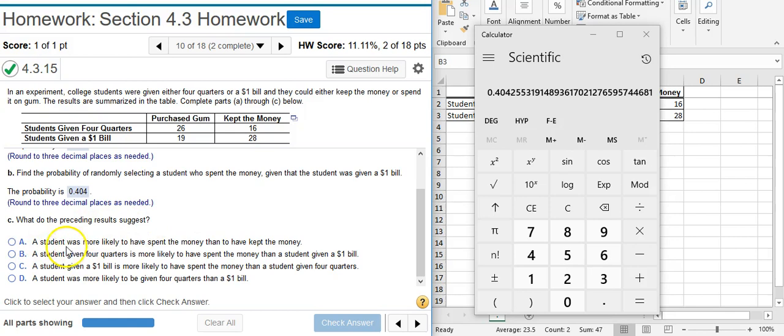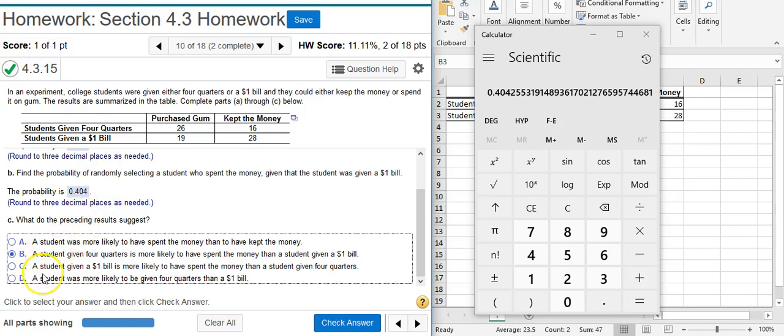Answer option A says a student was more likely to have spent the money than to have kept the money. Well, we didn't do any probabilities with keeping the money, just the probabilities of students who spent the money, so that's not going to be right. Answer option B says a student given 4 quarters is more likely to have spent the money than a student given a $1 bill. And yes, that's what we learned just a moment ago, so I'm going to select that. But just to make sure, let's check the other answer options before we check our answer. Answer option C says a student given a $1 bill is more likely to have spent the money. No, that's not what this is saying right here.